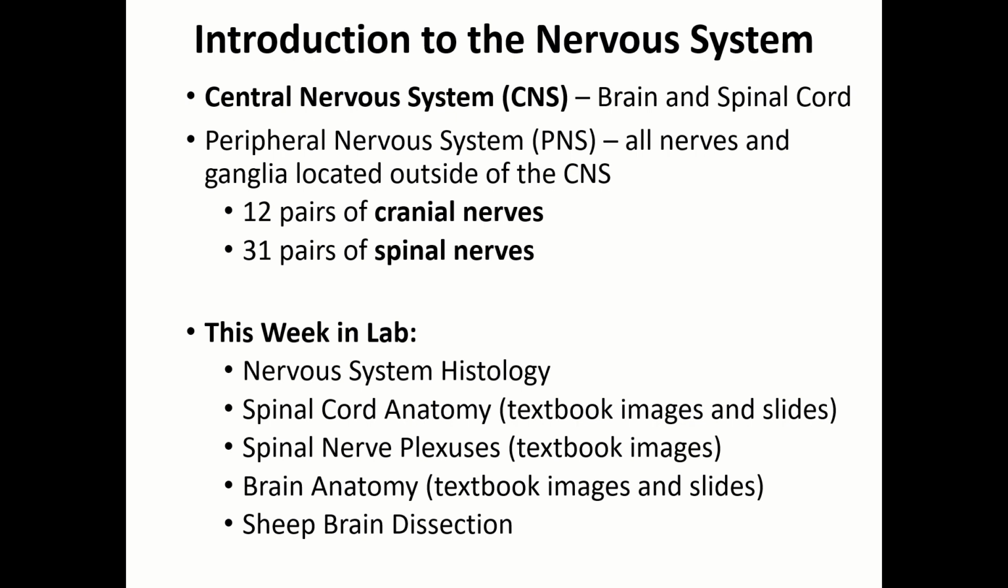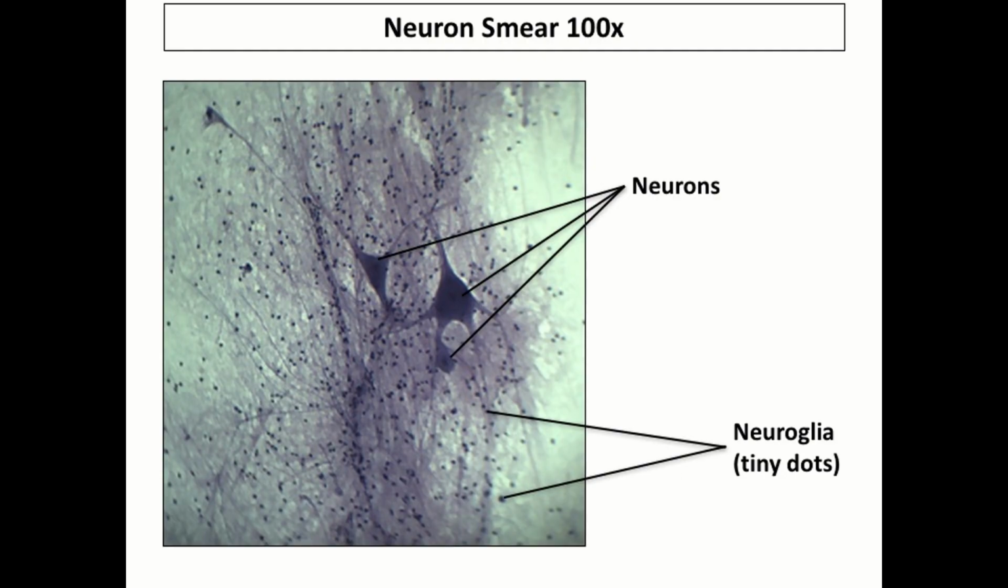To summarize your activities this week, you're going to be studying the nervous system histology, spinal cord anatomy using textbook images and slides, the spinal nerve plexuses using textbook images, brain anatomy using textbook images and slides, and this will all accompany the sheep brain dissection you'll complete at the end of lab.